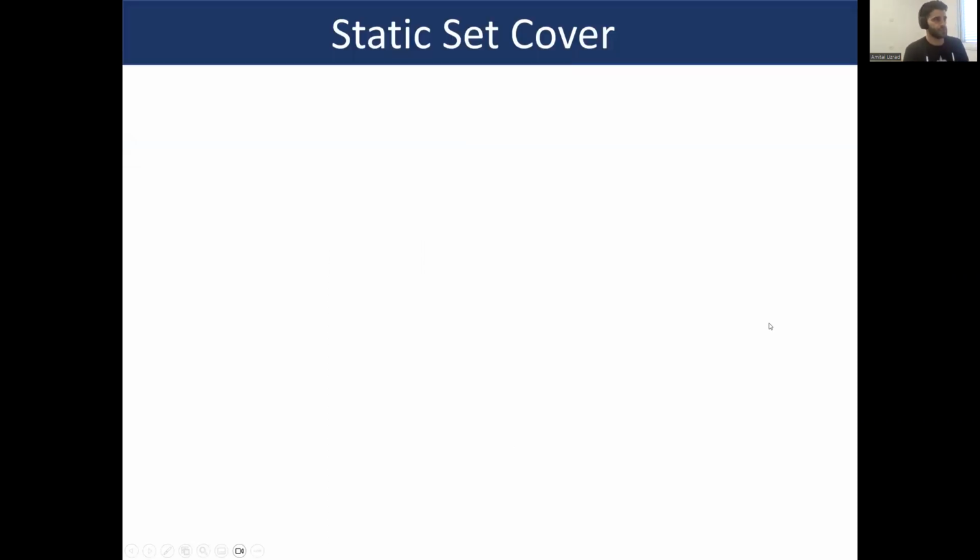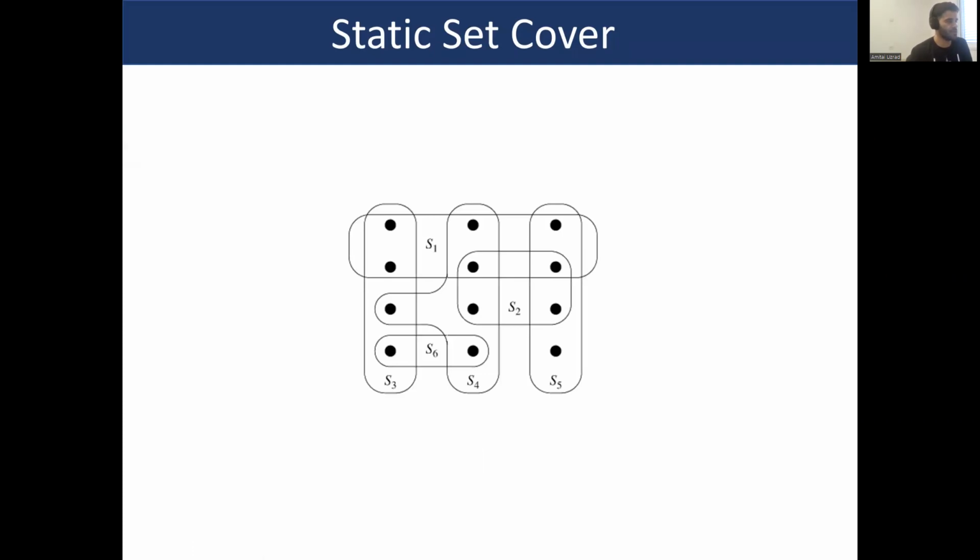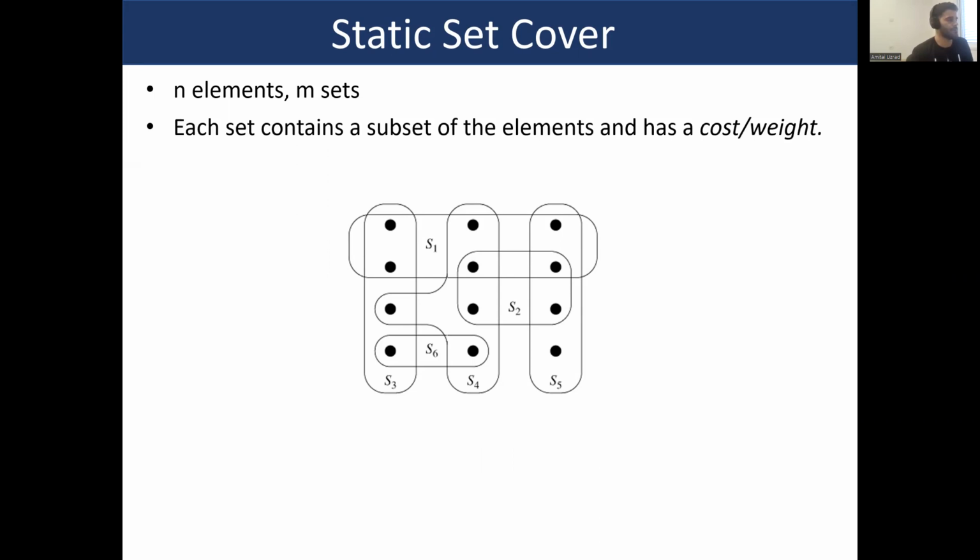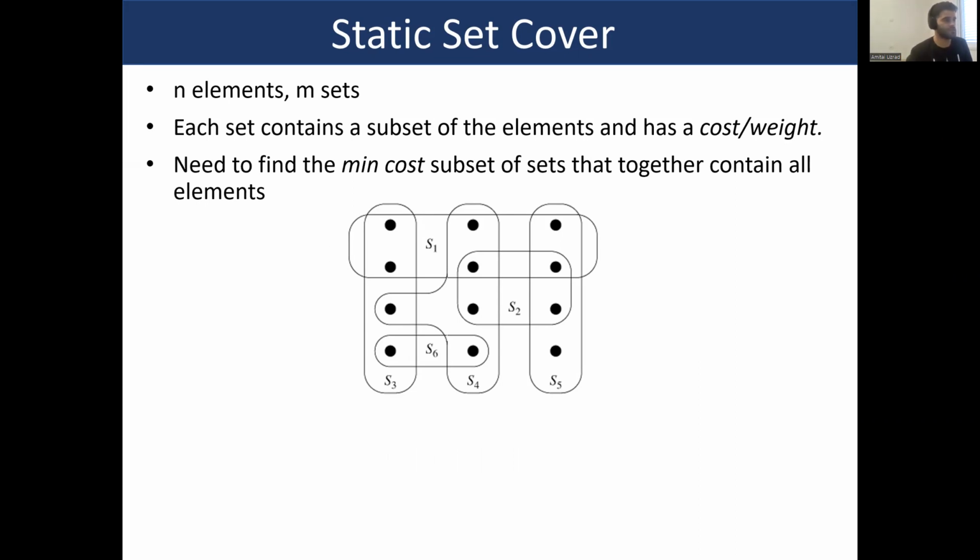So I'll just give a bit of an introduction for static set cover. We have n elements and m sets, and each set contains a subset of the elements, and it has a cost or a weight associated to it. Our goal is to find the least costly collection of sets that cover together all elements.